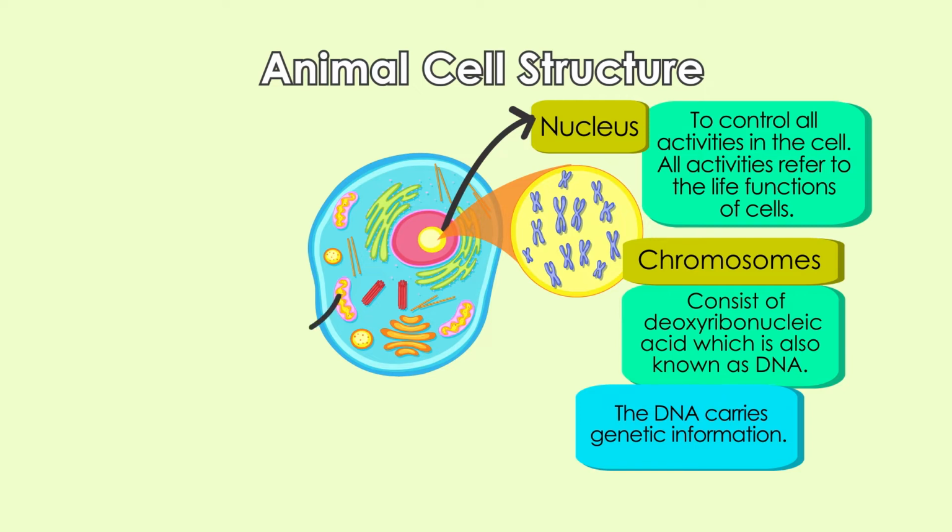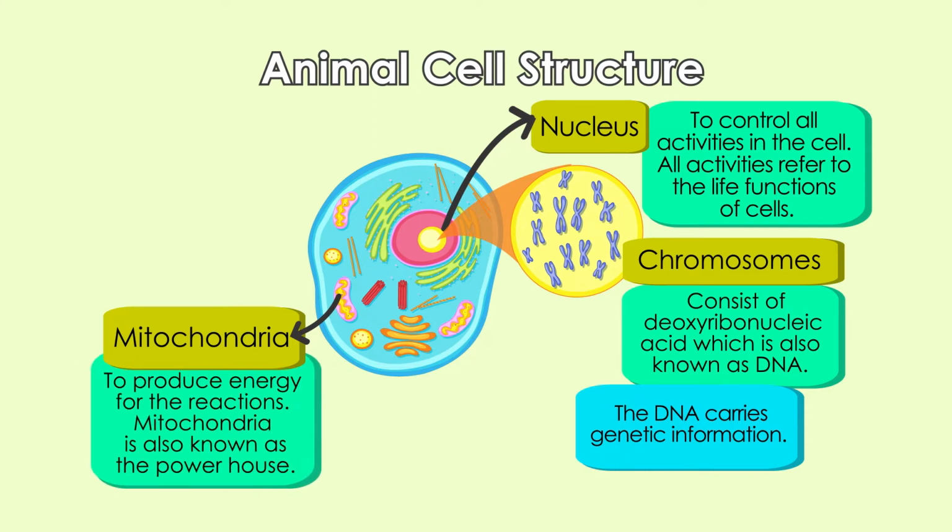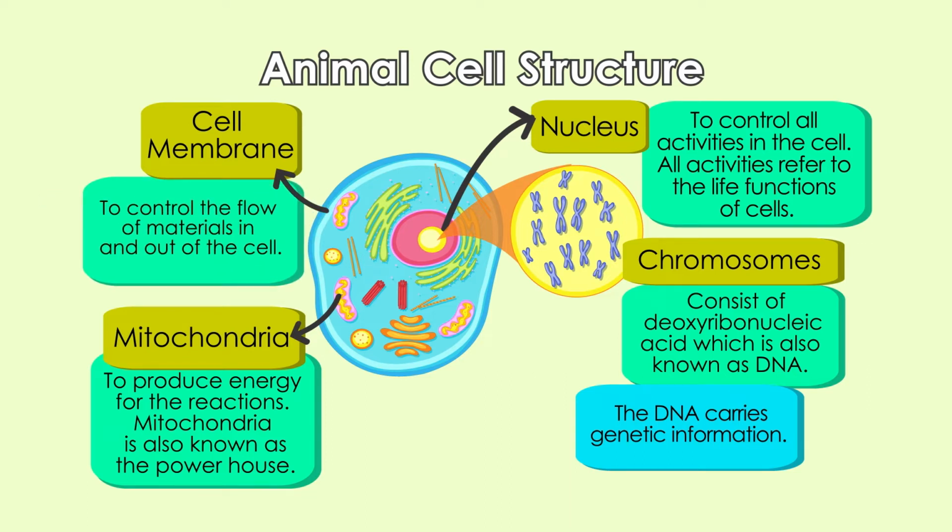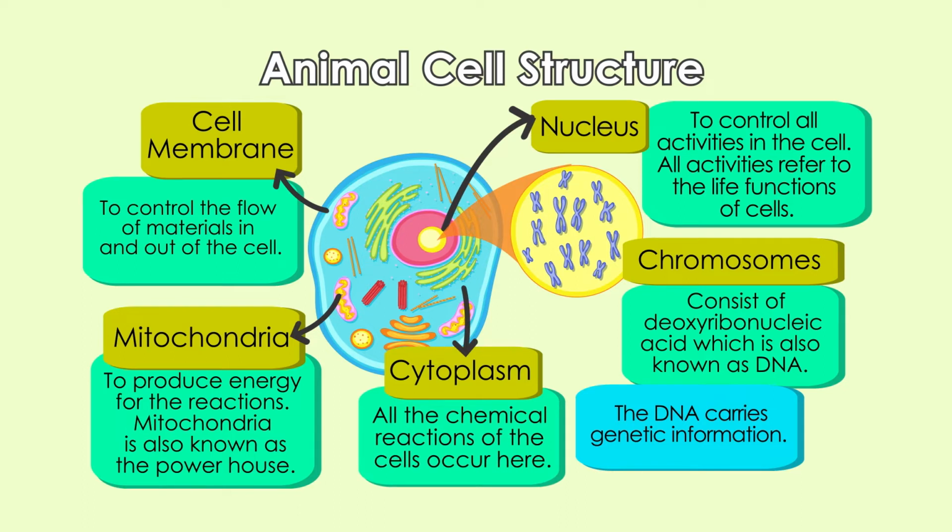Number 2 is the mitochondria. The function of mitochondria is to produce energy for the reactions. Mitochondria is also known as the powerhouse. Number 3 is the cell membrane. The function of the cell membrane is to control the flow of materials in and out of the cell. And number 4 is the cytoplasm. All the chemical reactions of the cells occur here.